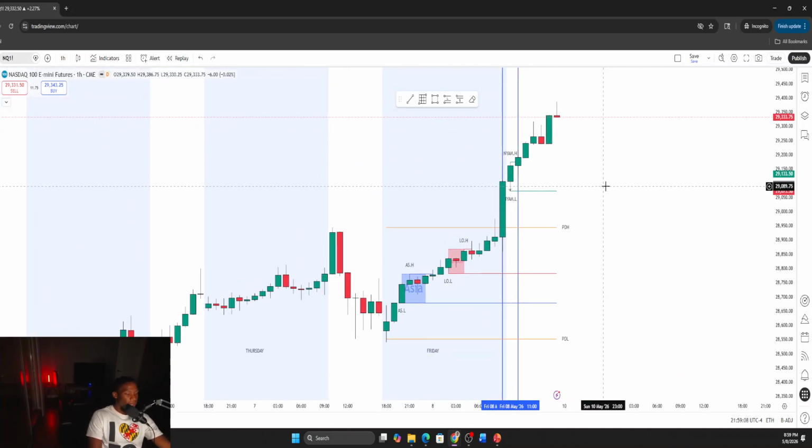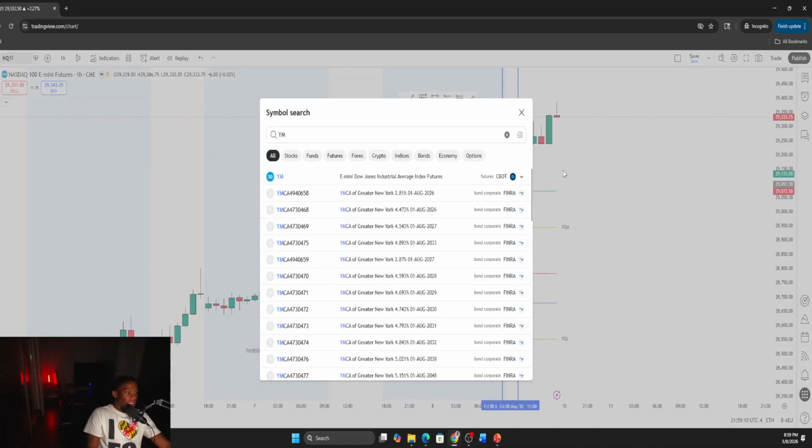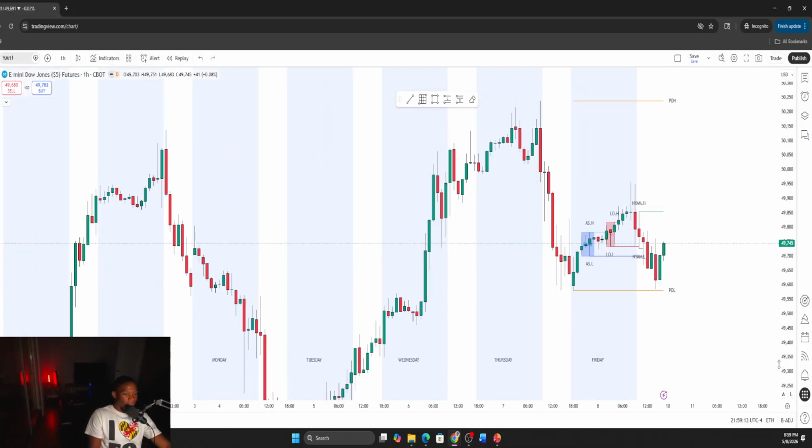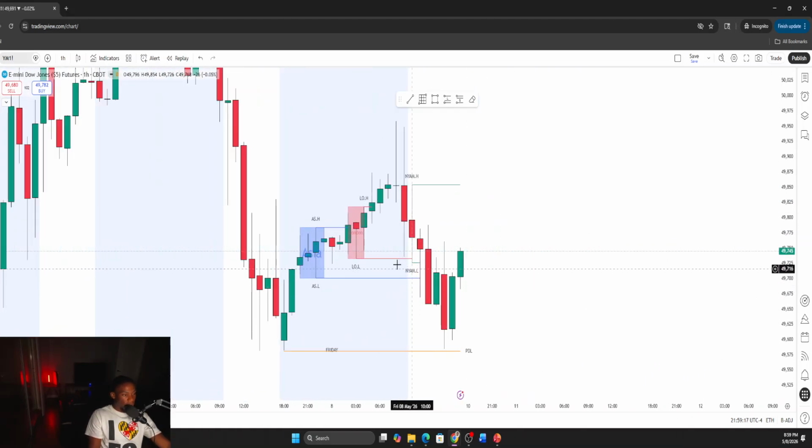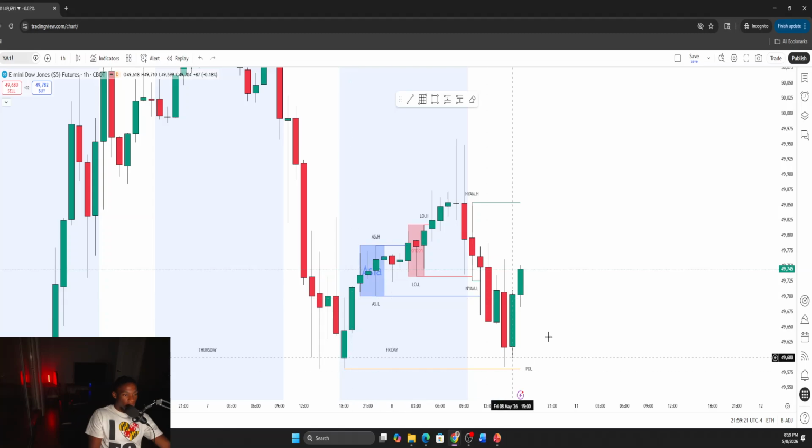So right here we have NQ. Let's go ahead and shift to YM, right? So like I said, for today, YM was taking out these session liquidity areas. As you can see, we took out London low, we took out Asia low, right? Okay, so we took these lows out.